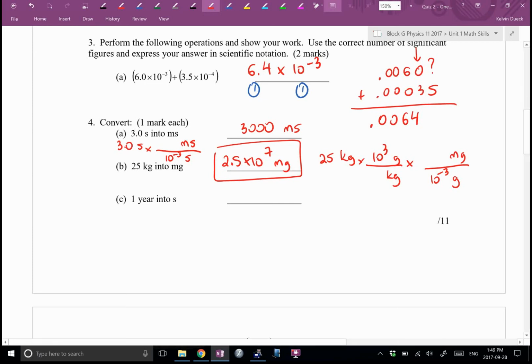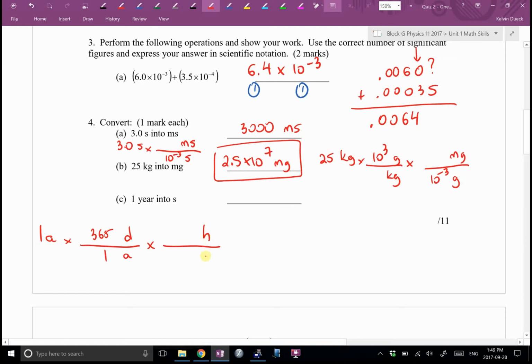Convert 1 year into seconds. I'm going to start out writing down what they gave me. 1 year. Except instead of a Y, I should use the proper abbreviation because that said 1 yard. 1 year annually. Does anybody know how many seconds there are in a year? I don't. But I know how many days there are in a year. So I'm going to put years on the bottom, days here. 365 days is 1 year.